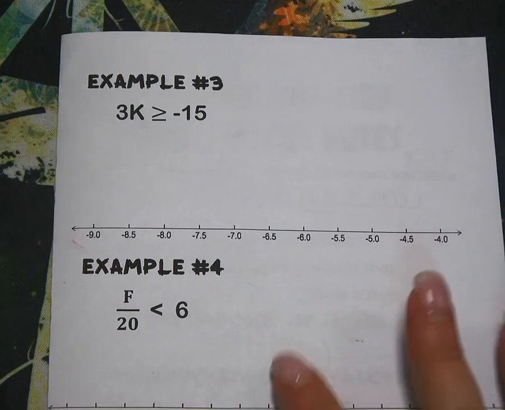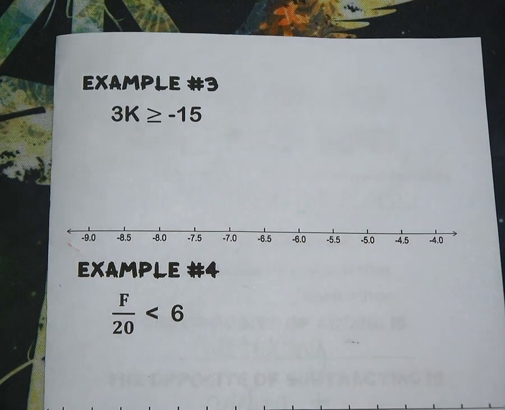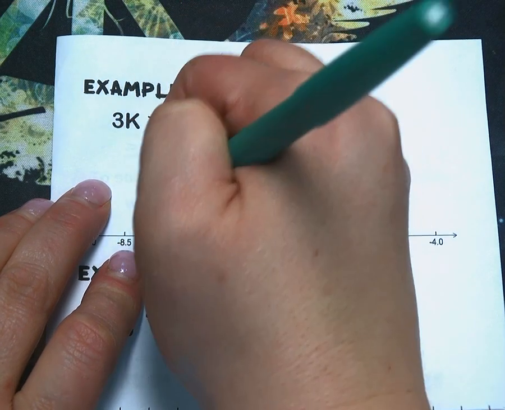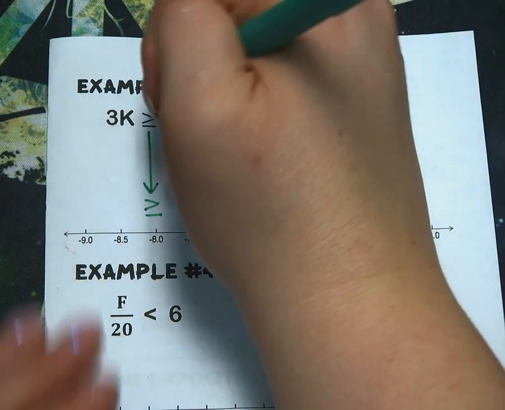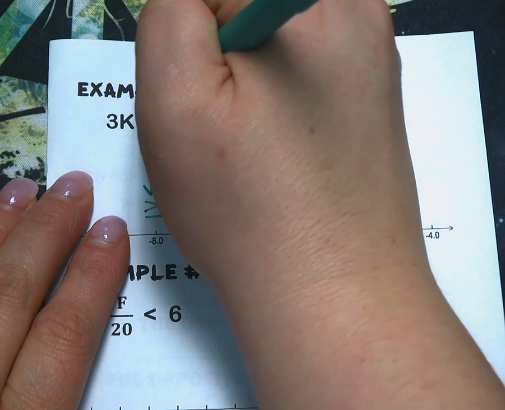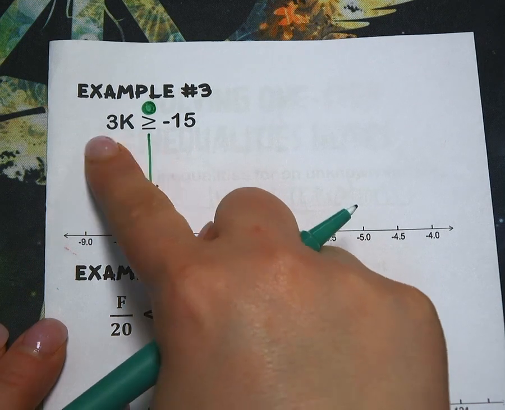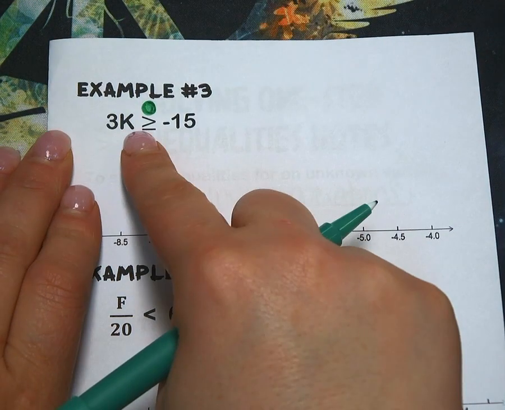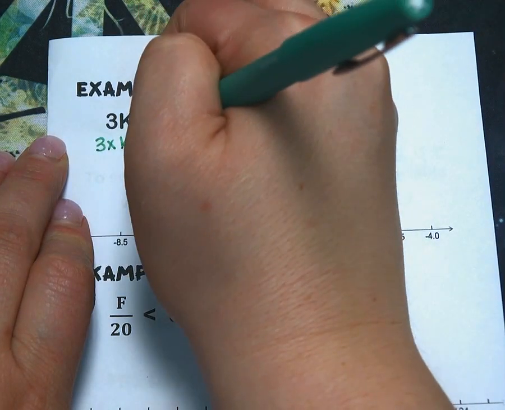Solving number 3, we have 3K is greater than or equal to -15. So I'm still going to split my problem. Okay. And I know that this dot is going to be colored in, just as a reminder, because it has the equality line. And I can't quite solve this yet because we need to write it out. So what invisibly is between 3 and K? That would be 3 times K.